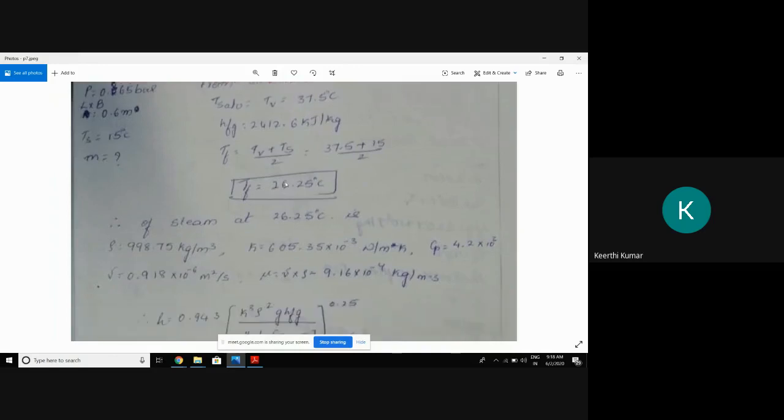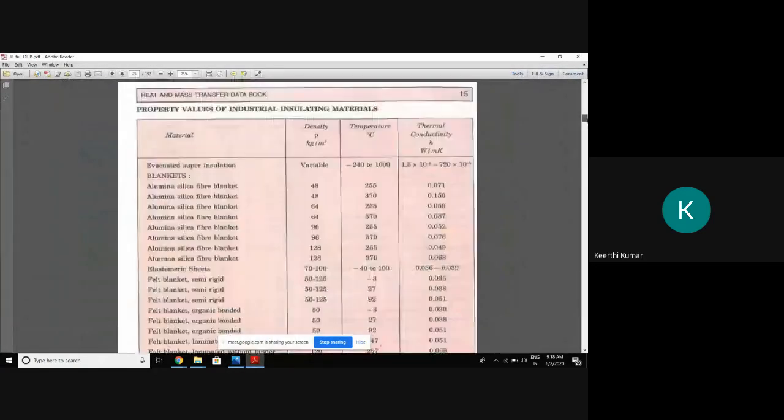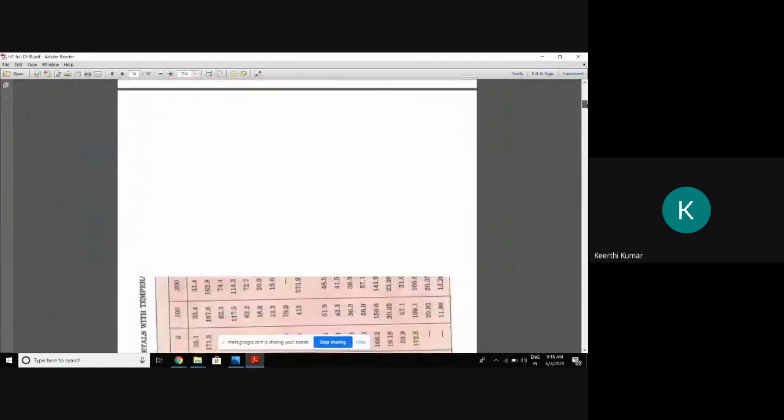Once the TF is done, take the properties of water at 26.25. Let's see whether it is there or not. If not, again you have to go for the steam table. If it is there, well and good.